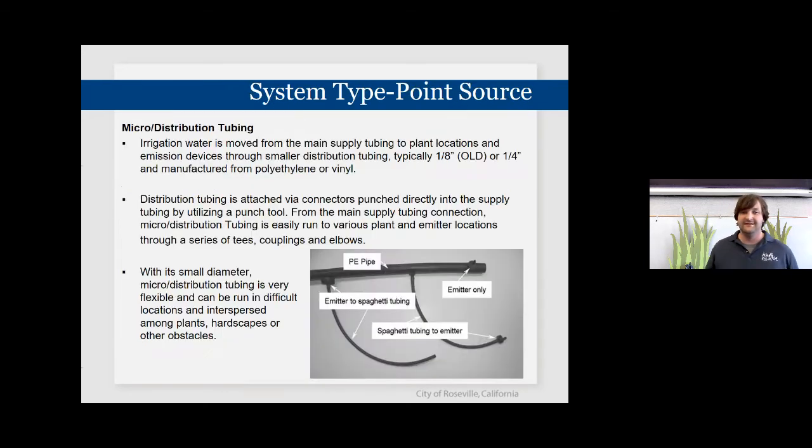Next slide. So let's go into the point source one first. Irrigation water is moved through a main supply tubing to plant locations and emission devices through smaller distribution tubing. Typically, you're going to see that in maybe a 1/8 inch, though that's kind of the older style, or a 1/4 inch. And I said 1/8 inch, it's 1/8 of an inch. I'm sorry, and that's the old style. And then maybe a 1/4 inch, and that's sort of the new stuff that you're going to see. And that's manufactured out of polyethylene or vinyl material.